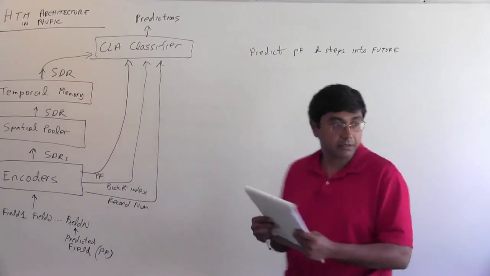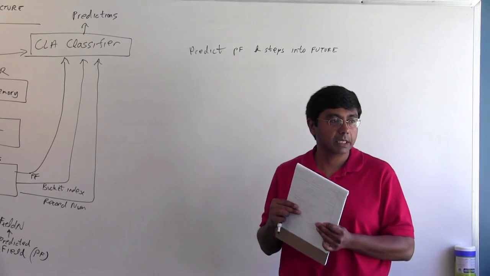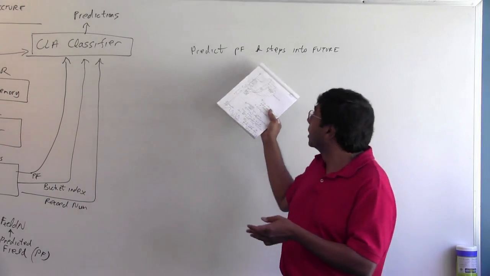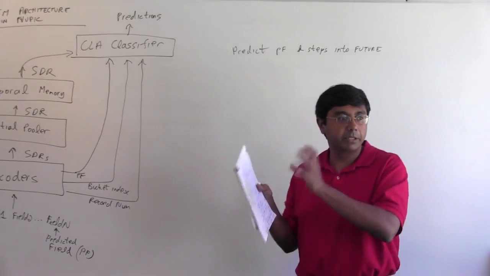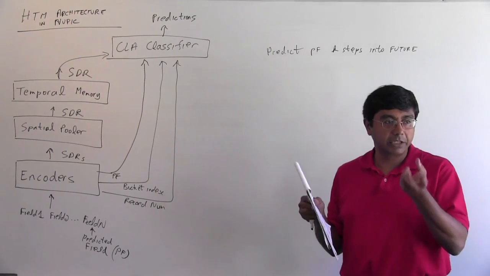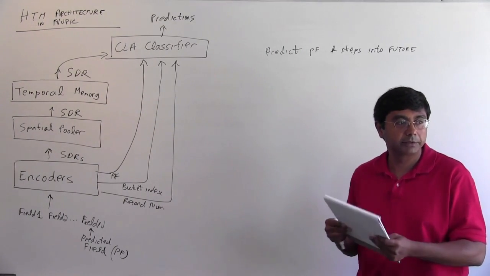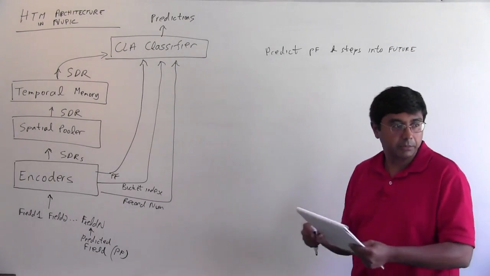Can you do both? Can you say 1 step and 10 steps at the same time? Yeah, the question is, can you do multiple values of this? And yes, you can. Basically what happens is internally, you get a completely different copy of the CLA classifier, and each classifier instance does one set of steps into the future. But in the OPF, you can specify any number of them.